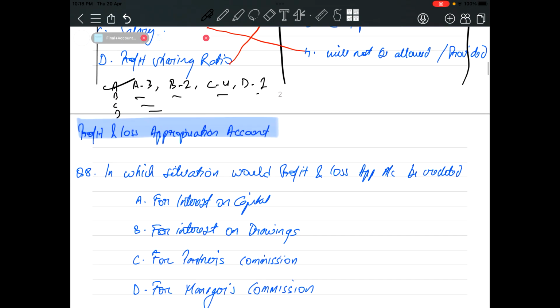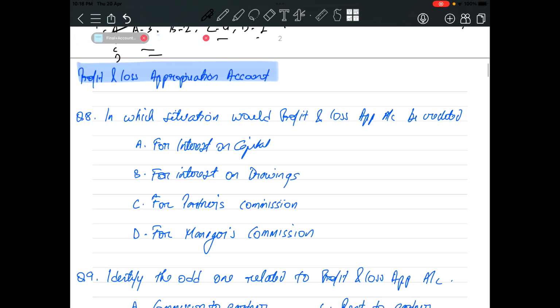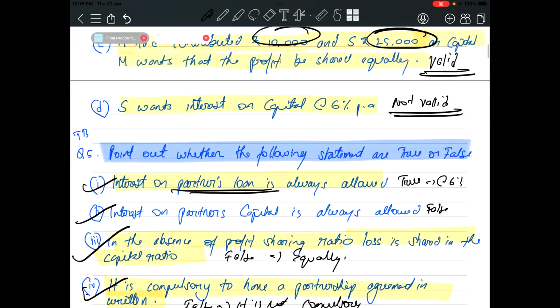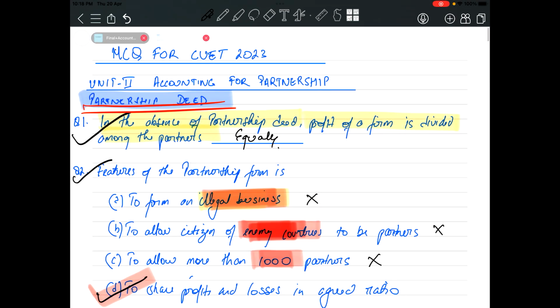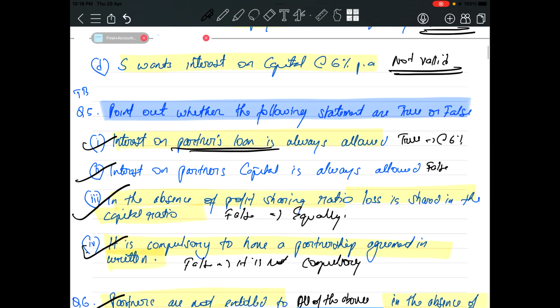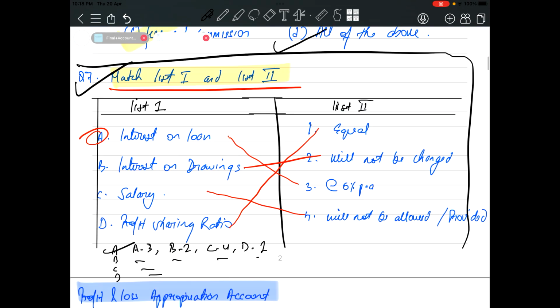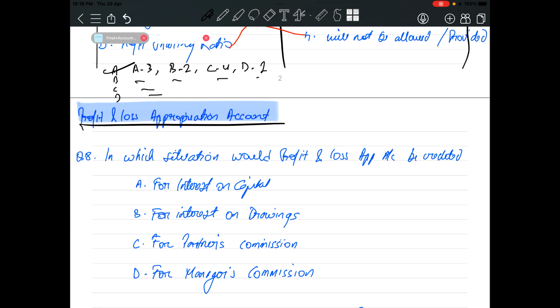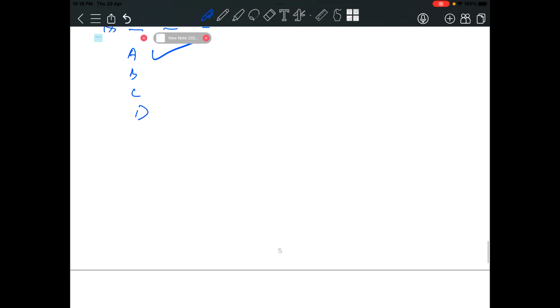So now let's move to question number 8. Sorry, see, this was all regarding the partnership deed. This is all you will get from the partnership deed topic, not more than this. You will not get any questions apart from this. So now let's come to P&L appropriation account. Again, I have discussed this P&L appropriation account in detail in my videos. You can go and check that out. But let me give you a brief summary of P&L appropriation account.